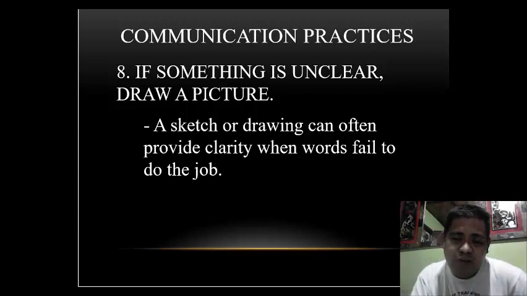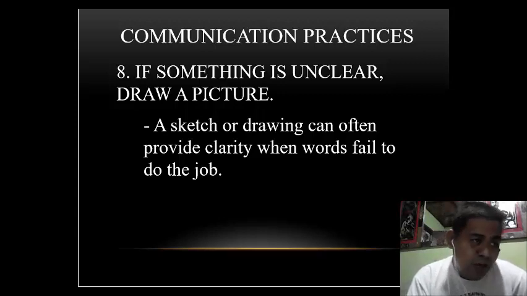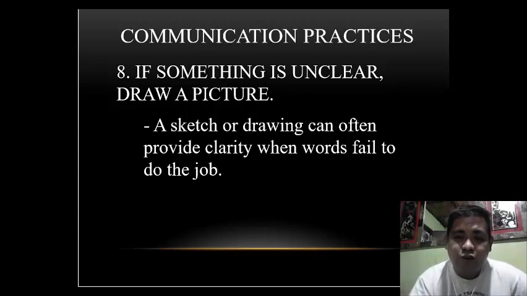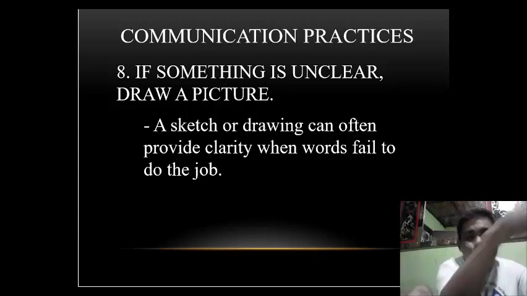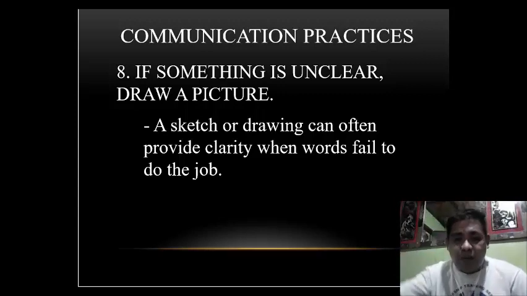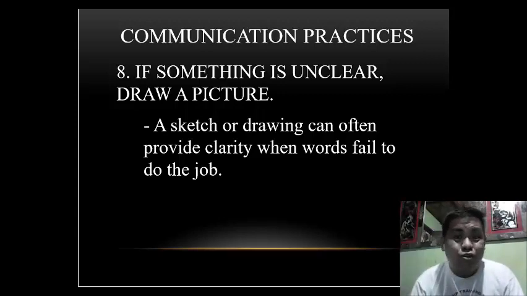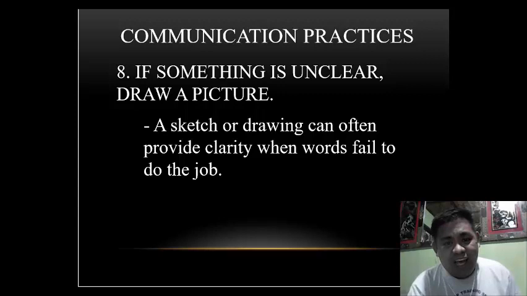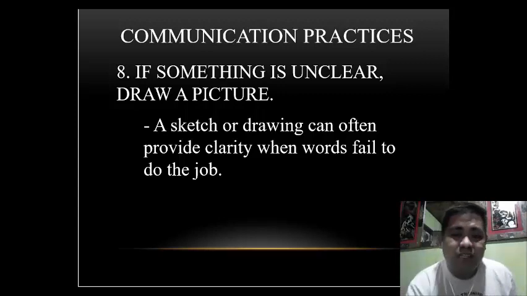Next, number 8. If something is unclear, draw a picture. A sketch or a drawing can often provide clarity when words fail to do the job. I don't know kung nangyayari yun sa inyo. Yung mas maliwanag pagka idinodrawing, halimbawa si Kuwan, gagawa ka ng bilog, asawa ito ni ganito, pamangkin ni ganyan. So mas malinaw yung sinusulat. Yung pag nag-explain kayo, nagsusulat kayo sa papel. I don't know kung nangyari yun sa inyo, pero yun yung ibig sabihin nito.